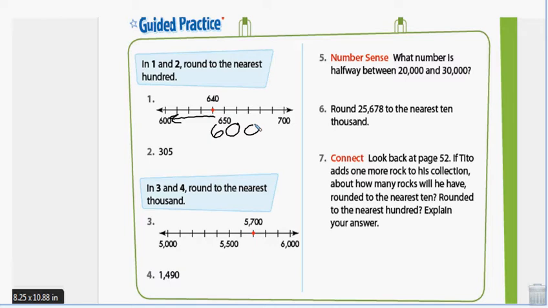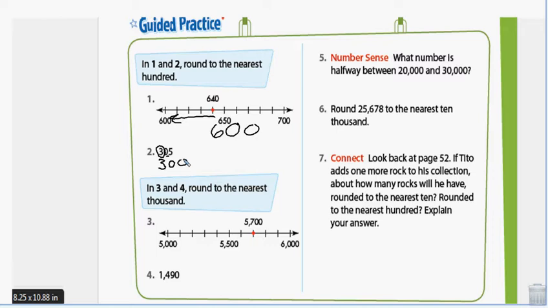305. Okay, now when we're using our rounding graph, it tells us to circle the place value that we're rounding to. So this is the hundreds place, and we underline the one just to the right of it. It's a 0, and if it's 0 to 4, the place that we're rounding to stays the same, and everything else becomes a 0. So 305 rounded to the nearest hundred would be 300.